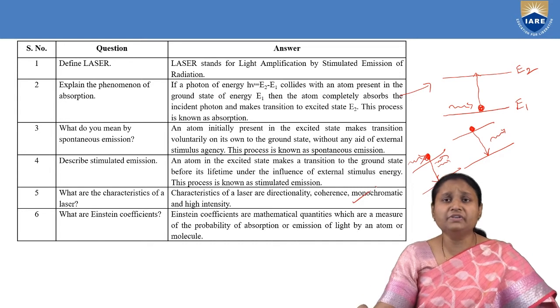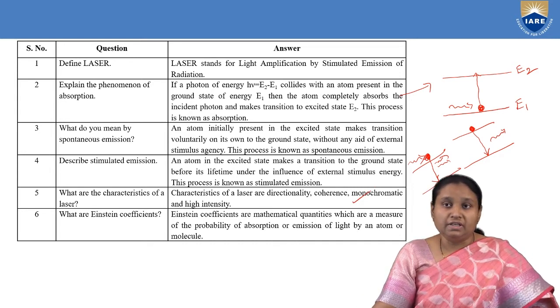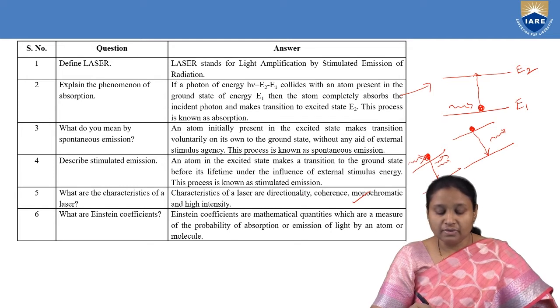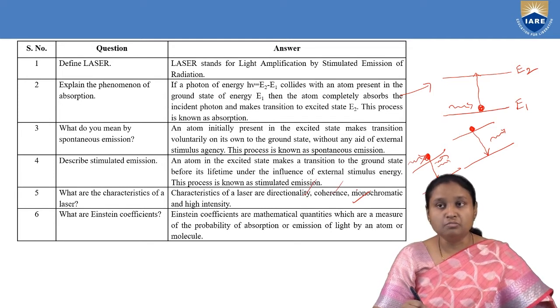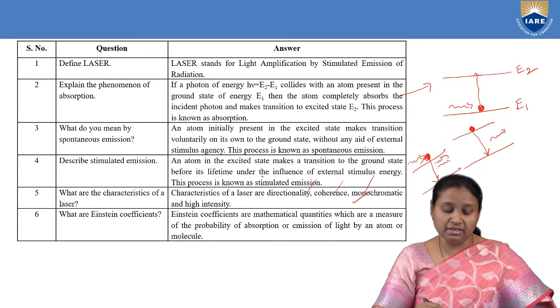Now, coming to the fifth definition, what are the characteristics of a laser? When we are discussing the characteristics of a laser, there are four characteristics: directionality, coherence, monochromaticity, and high intensity.